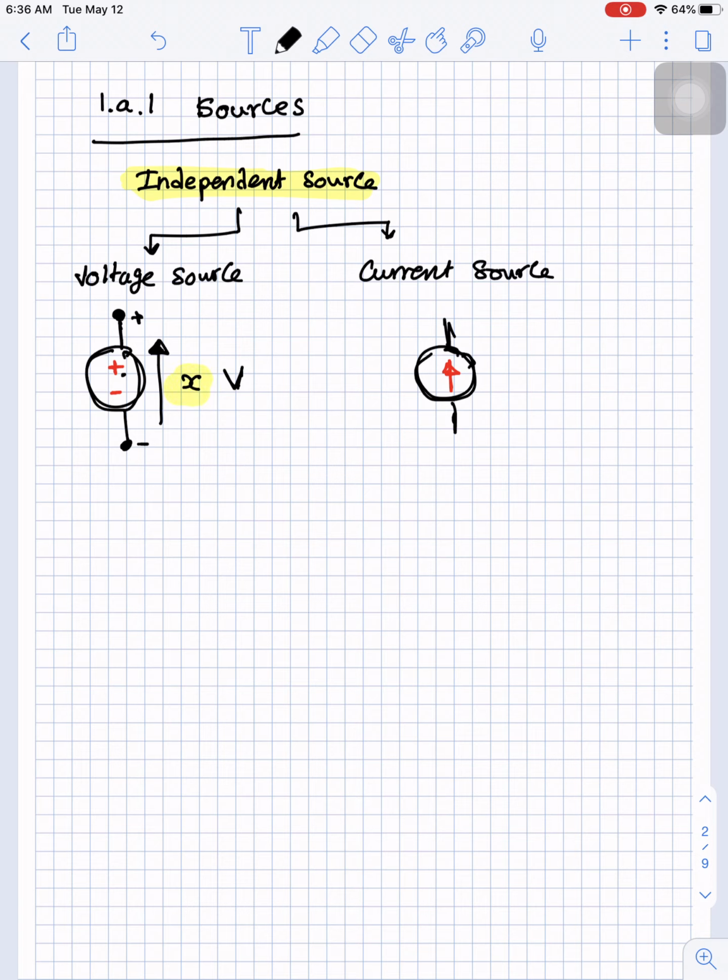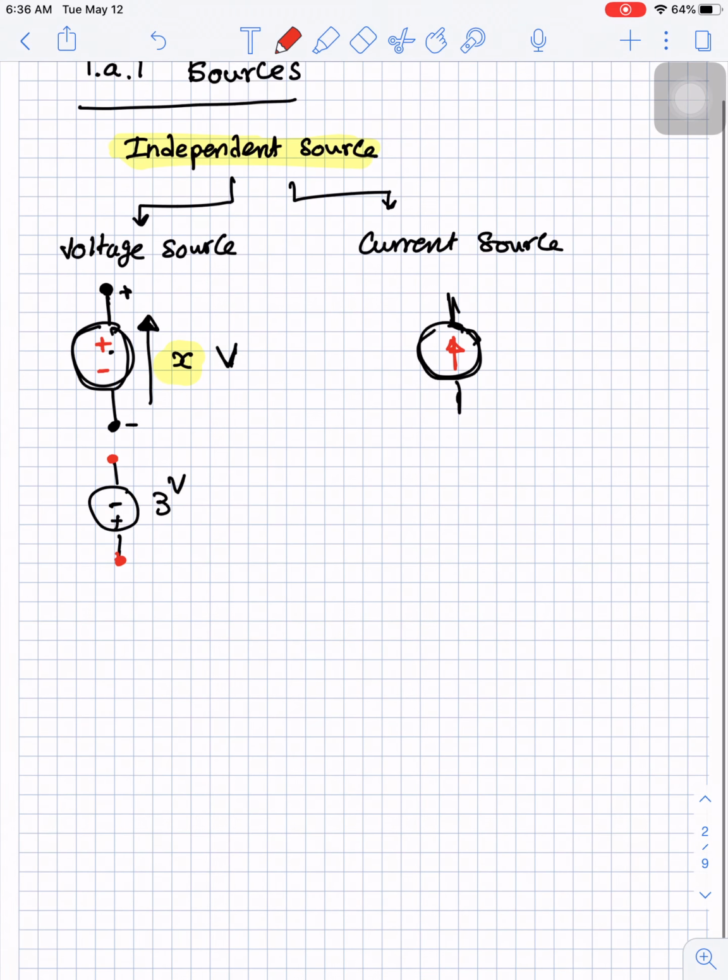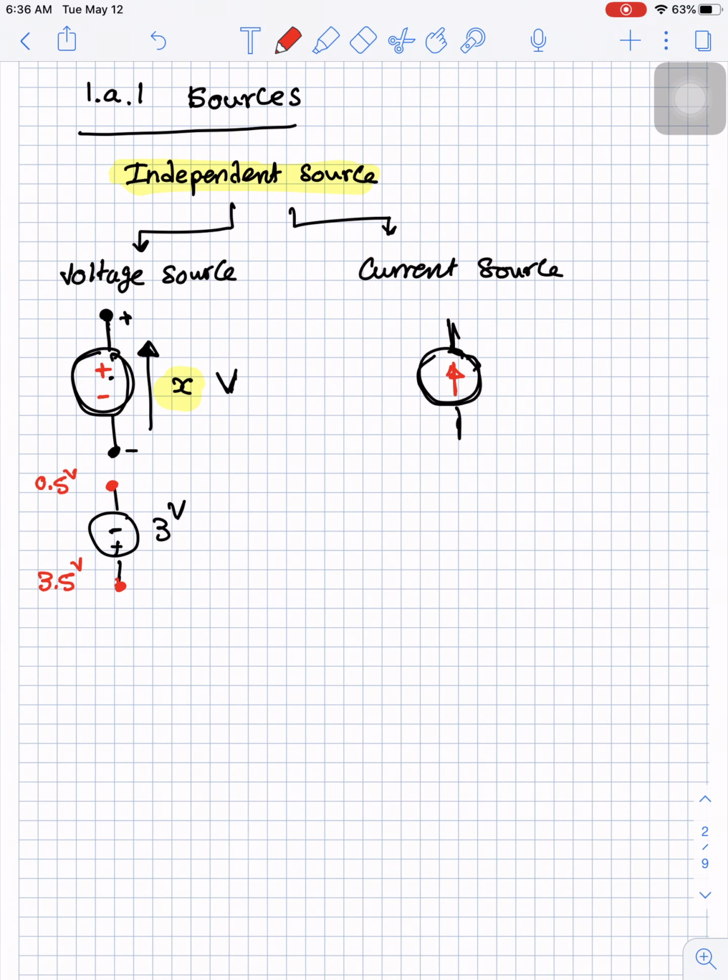For example, we have a voltage source, and this voltage source is 3 volt. Based on this data given, we know that this point has a lower voltage compared to this point, and the difference between them is 3 volt. So if this point's voltage is 0.5, for example, this point's voltage will be 3.5 volt. The difference between them is 3, and this one here has the higher potential.